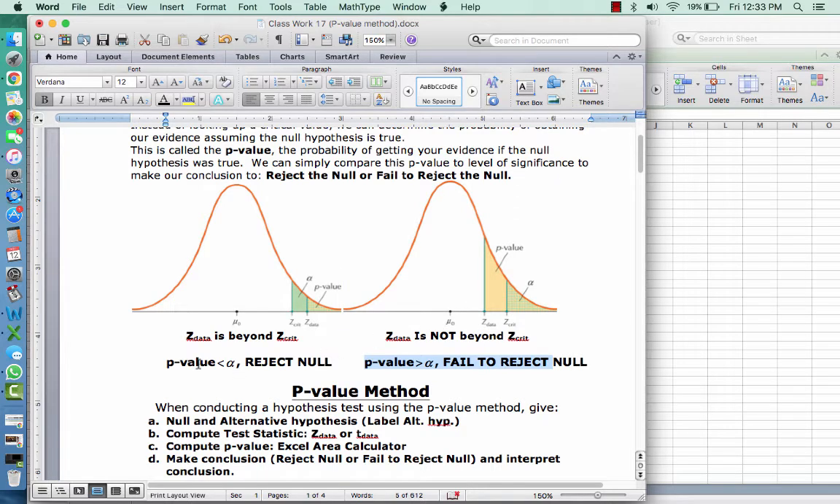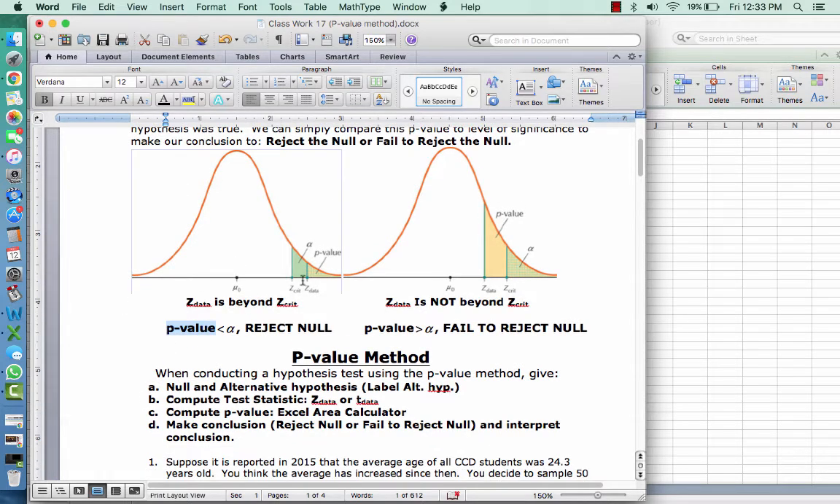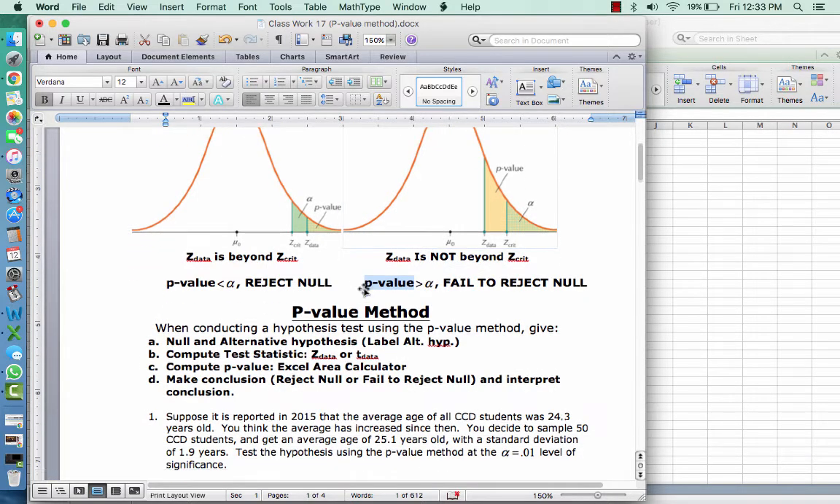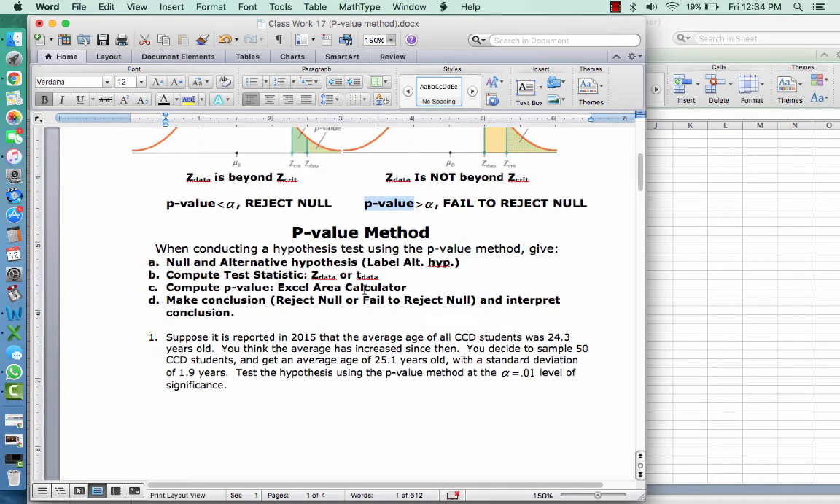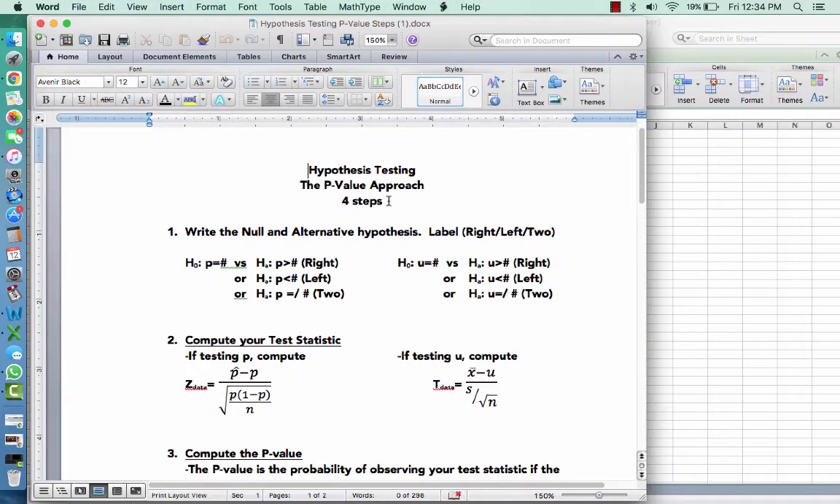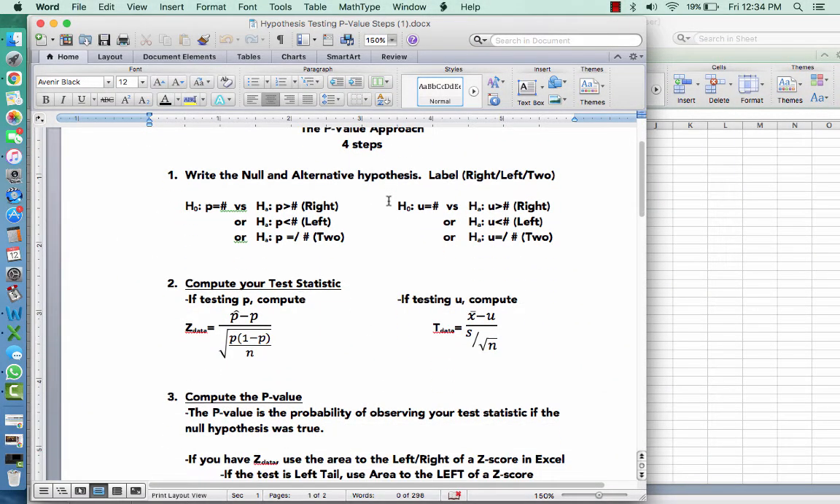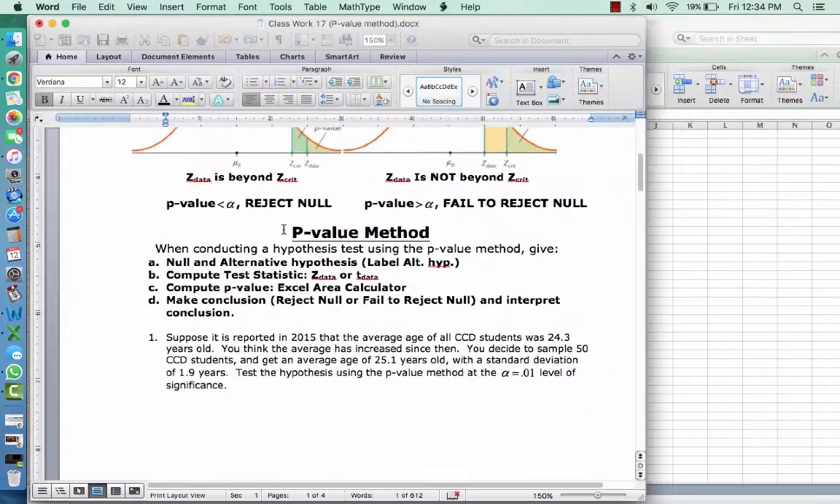So we need to keep in mind, this seems a little counterintuitive, but it's true, that when the p-value, the probability of getting your test statistic or anything more extreme, is small, that means we have stronger evidence for our alternative hypothesis. So a small p-value means stronger evidence, and a larger p-value means less evidence. So we have the steps in general here, but I also have the document of the p-value steps, which I'll make sure to show you and follow as I go through this problem.